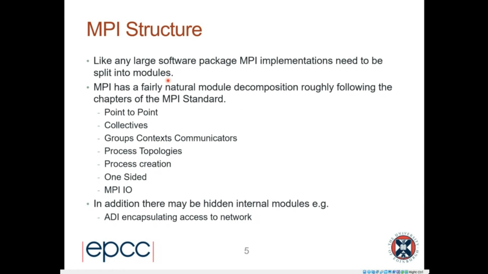Like any large software package, MPI implementations need to be split into modules. MPI has a natural decomposition based on the chapters of the standard: point-to-point, collectives, groups, topologies, process creation, one-sided, and MPI-IO. But as we said before, there'll be hidden internal modules at lower level, such as the ADI, the abstract device interface, encapsulating the hardware-specific information, which is below the level you care about for functionality, but for performance, you need to know about these things.